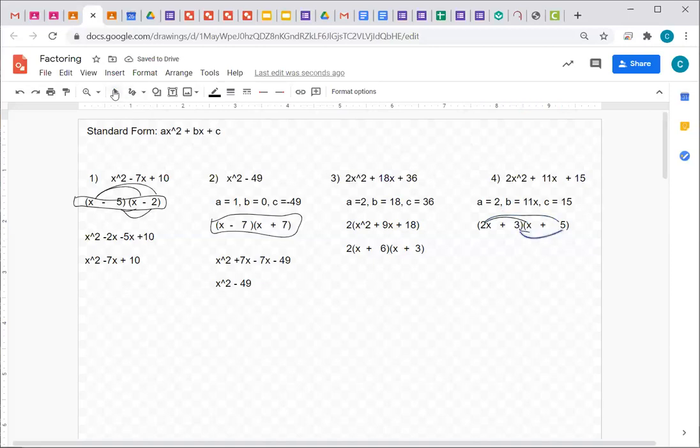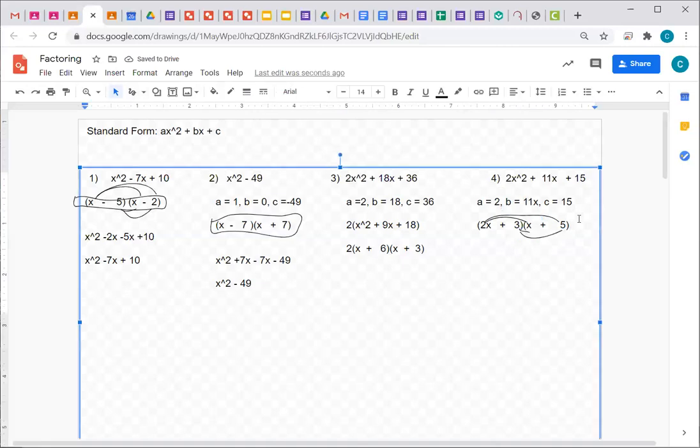Again, let's check my answer. Check my answer, and I say, okay, that's 2x squared. 2x times 5 is 10x, and 3x plus 15. I add those two together, and I get 2x squared plus 13x, combine like terms, plus 15. Oh, that's not the same thing. Look, they don't match. What did we do wrong?